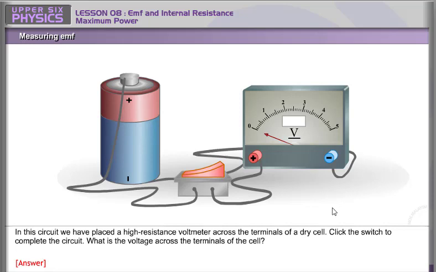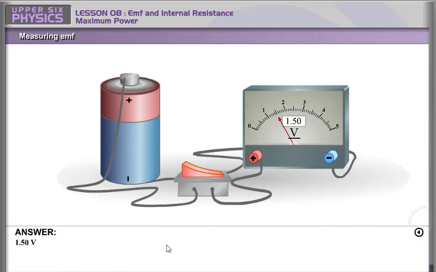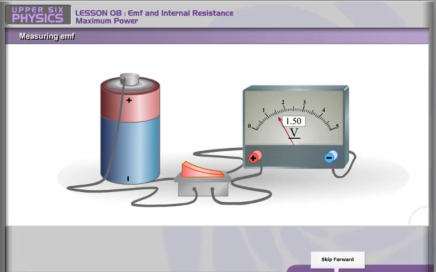In this circuit, we have placed a high resistance voltmeter across the terminals of a dry cell. Let's click the switch to complete the circuit. Immediately when we click, we get a reading. This is the reading of the EMF of the cell. What is the voltage across the terminals of the cell? The voltage is 1.5 volt. So this is the EMF of the cell.